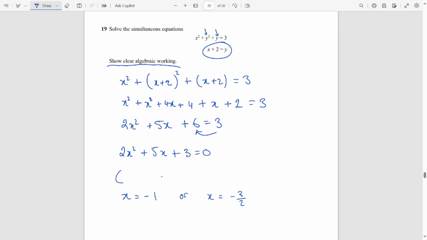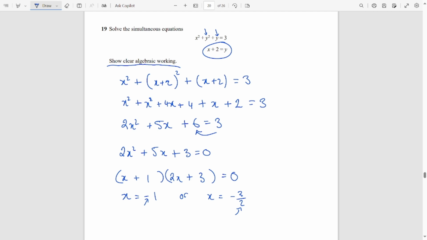To work backwards from the roots to the factorization, we're going to do this. When you just have a number by itself, you just change the sign here. So that's minus, so it will become plus. So this is going to be x plus 1. When you have a fraction like this, the number on the bottom is going to go before the x. So 2x. The number on the top, you just change the sign. So that will be plus 3. Plus 3 is equal to 0.